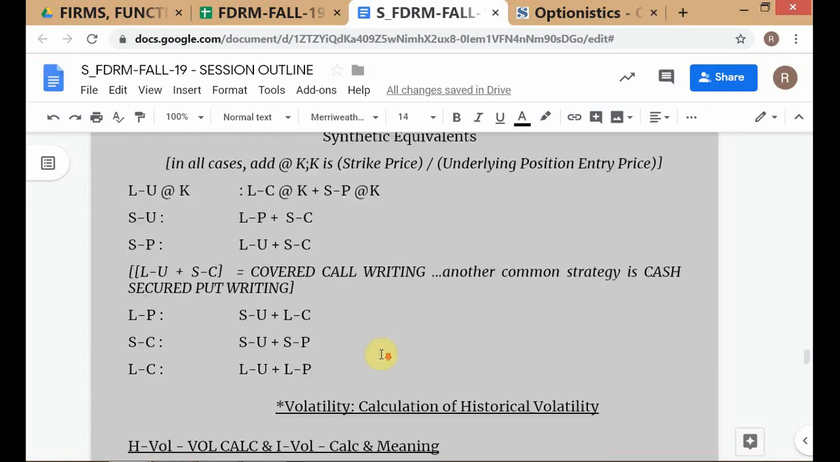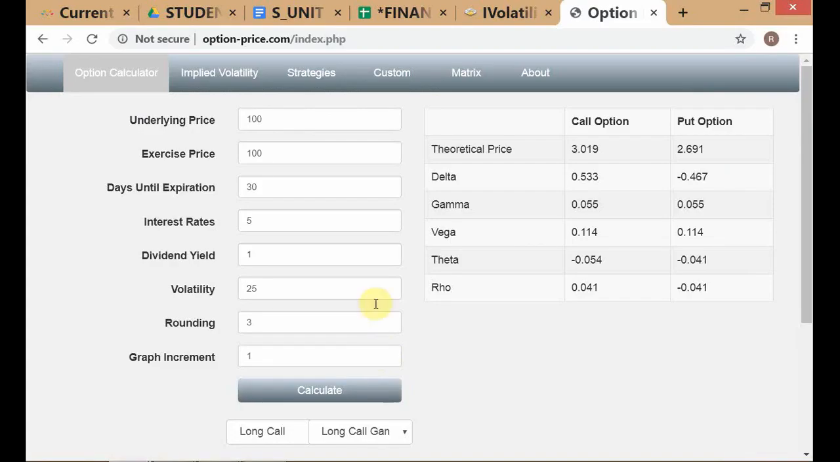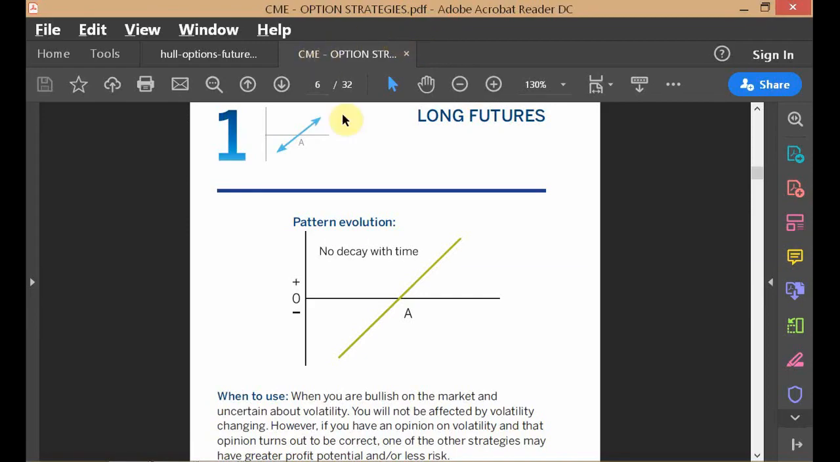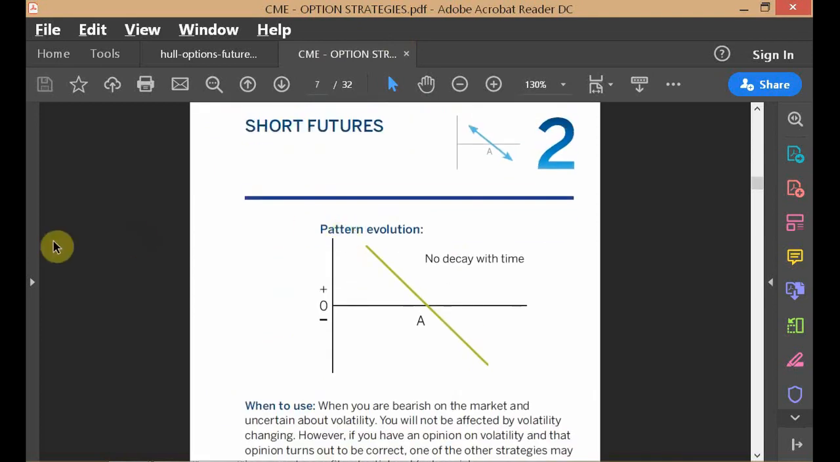So next synthetic equivalent, guys: short underlying. Long futures, short futures. What will be the synthetic equivalent of this?